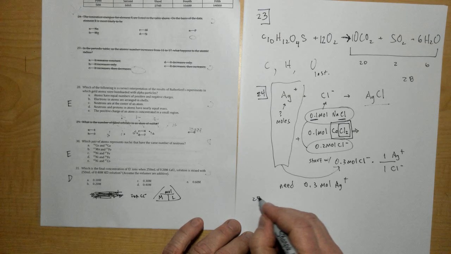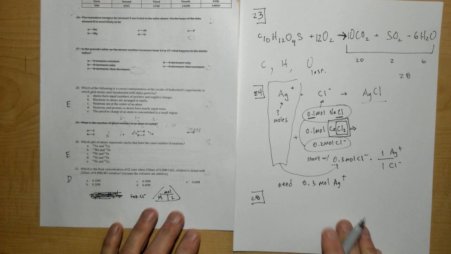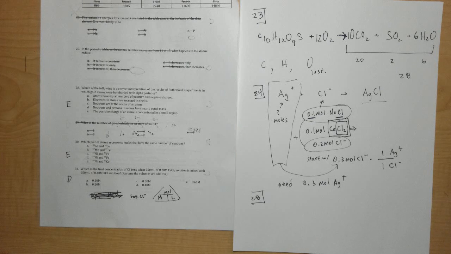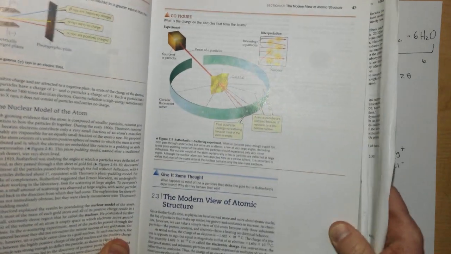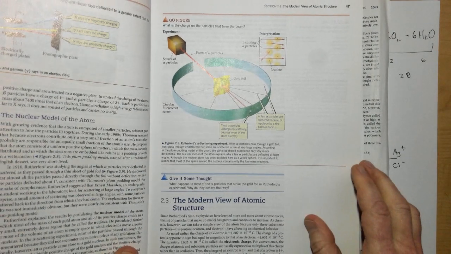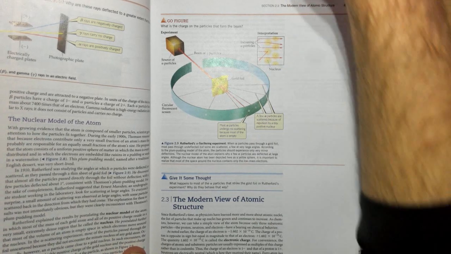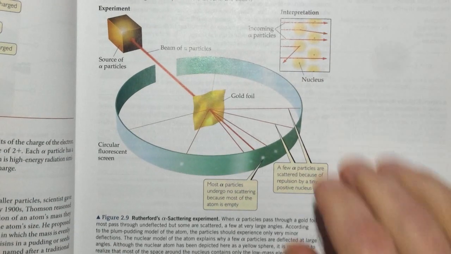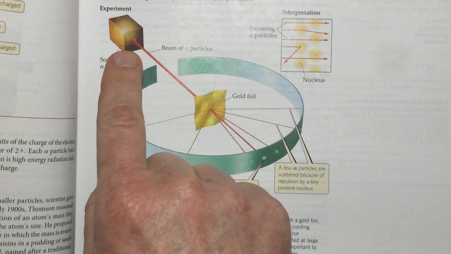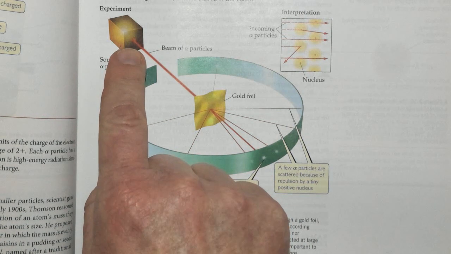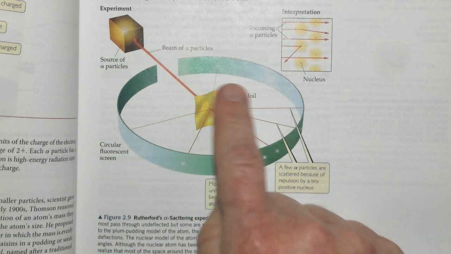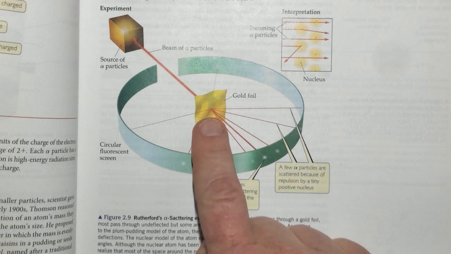Okay, 28 is a recall question from chapter 2, and it says, which of the following is the correct interpretation of the results of Rutherford's experiment for which gold foil atoms were bombarded with alpha particles? So if you forgot that historic experiment that he did, here's a picture of it from the 13th edition of the textbook. And I'll zoom in on it just a little bit. And on here you can see that he had alpha particles, which are 2 protons and 2 neutrons. And he bombarded a gold foil piece with those particles.